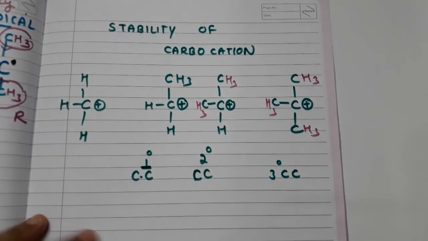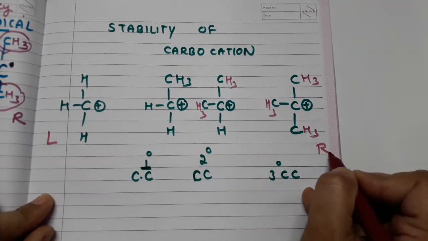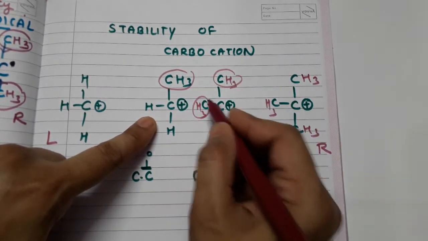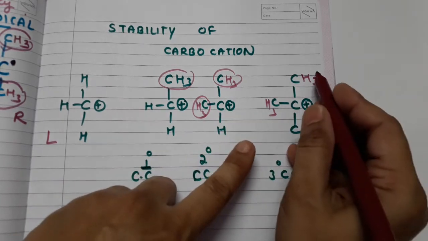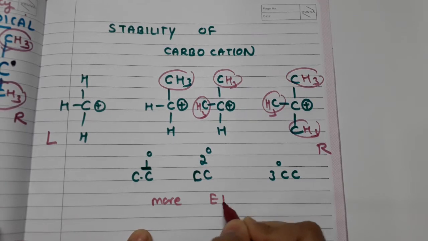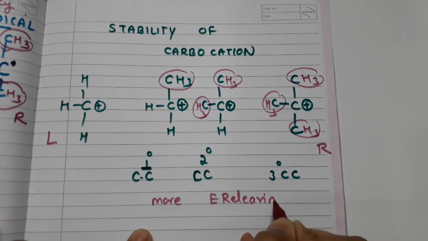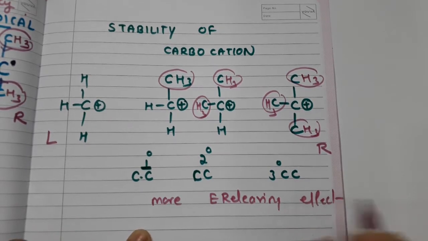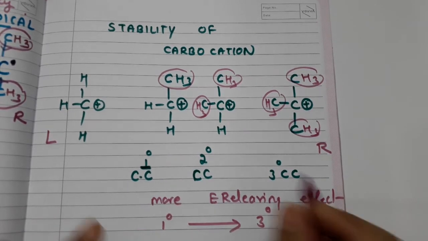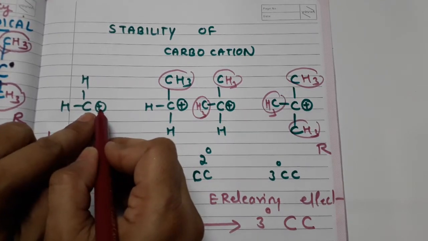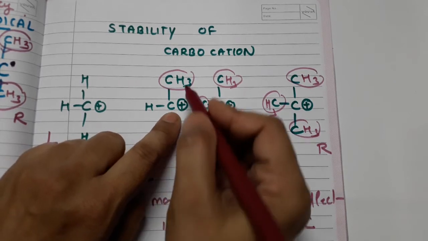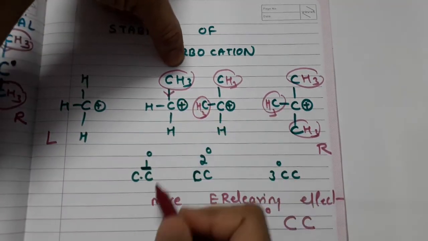Now see, if we move from left hand side to right hand side, what is happening? The methyl groups around the carbon having positive charge go on increasing. It means there is more electron releasing effect, more electron releasing effect from primary to tertiary carbocation. So carbon is having positive charge, it will pull the electron, and it is getting support from one methyl.